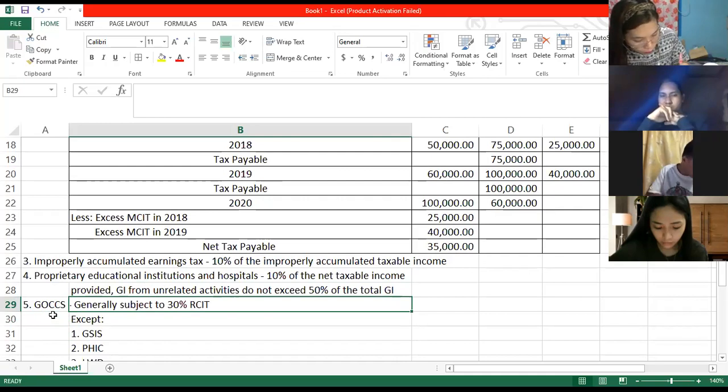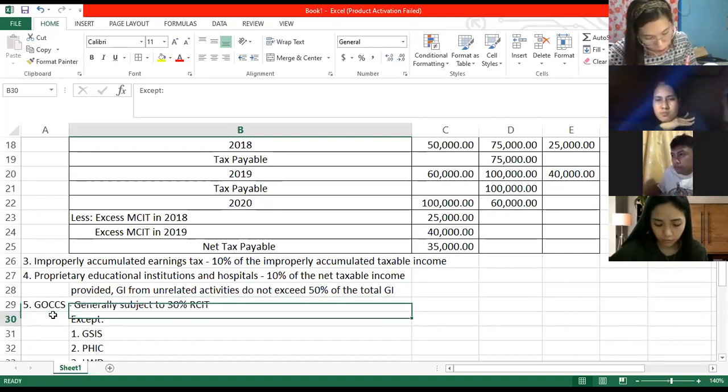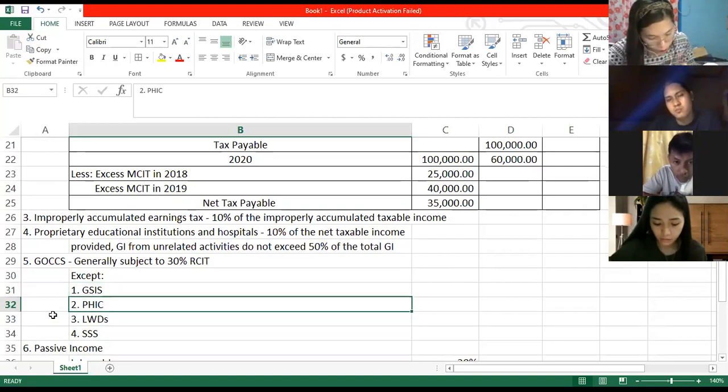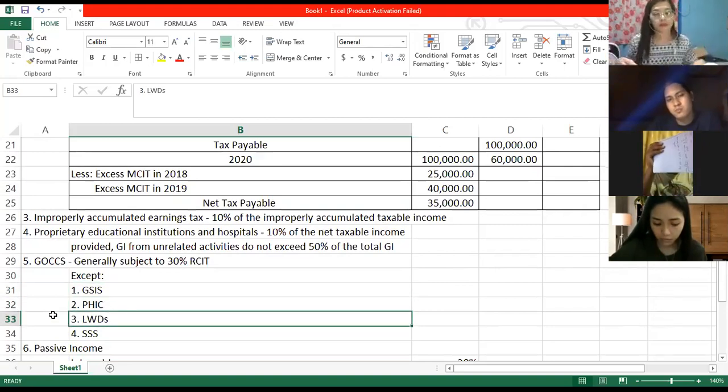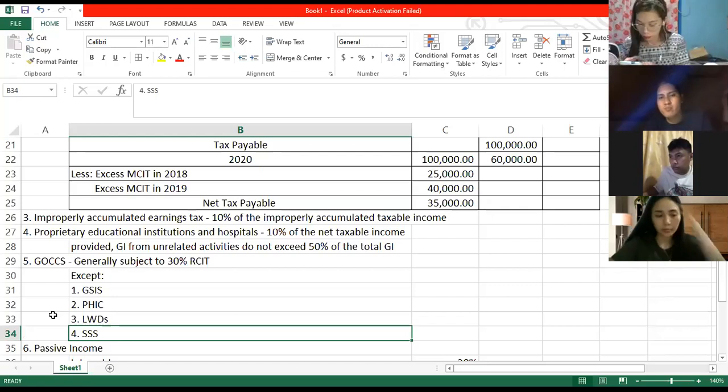For GOCCs, generally, dahil napaka-universal, supreme, unlimited ng power of taxation, even government corporations are subject to income tax. Generally, 30%. Pero dahil meron tayong mga batas na nag-e-exempt ng mga government corporations specifically, GSIS, PhilHealth, local water districts, and SSS, then they are exempt from the 30% regular corporate income tax. Kasi sabi ng batas. Pero kapag walang sinabi yung batas, yung general rule ang mag-a-apply.